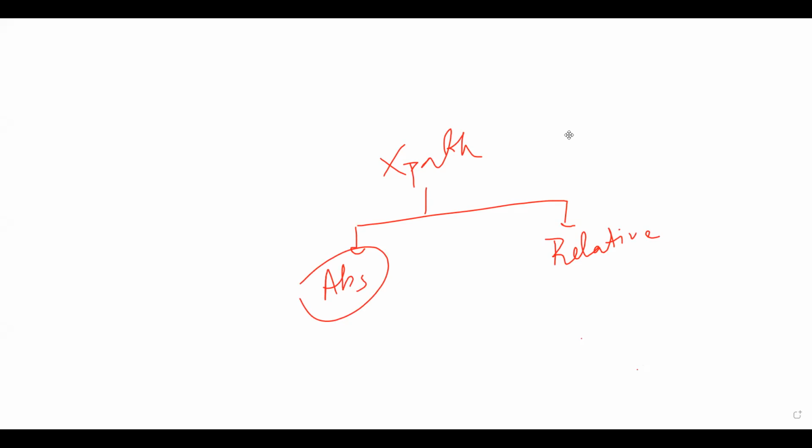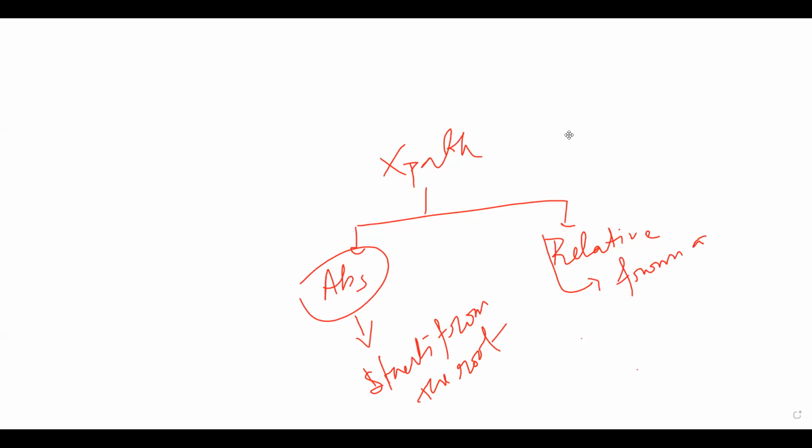It starts from the root of the file, starting from the document object model. Okay, it starts with the root of the document object model or DOM file. And what is relative? It starts from the middle of the document object model. So from any point, the current node, you can start, right?